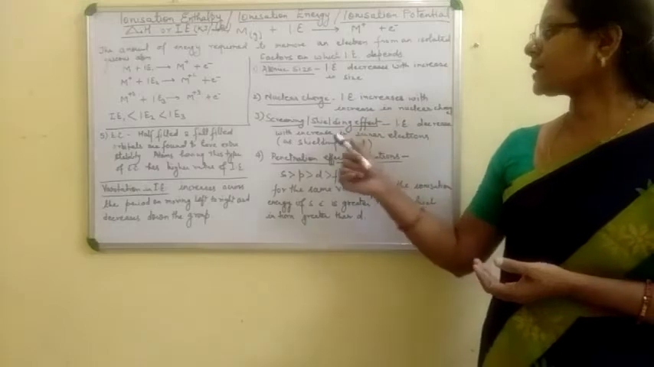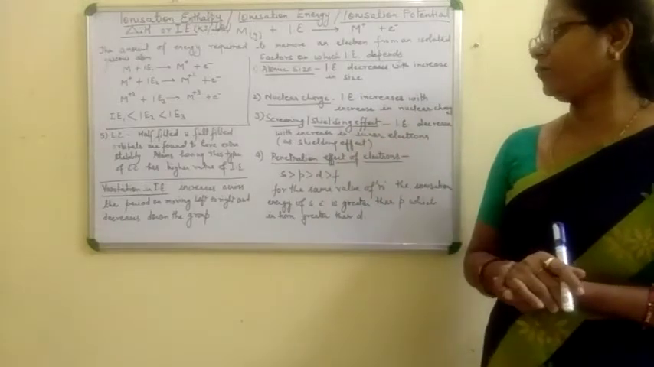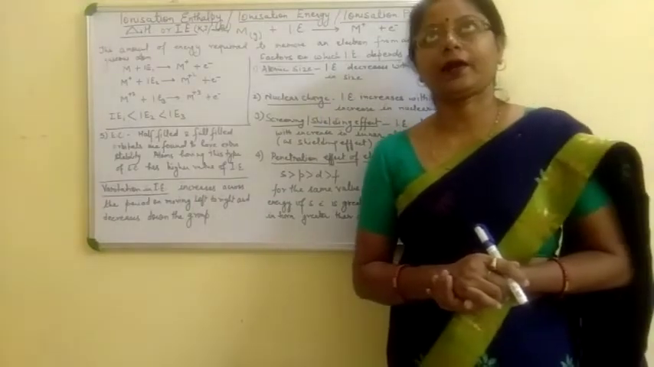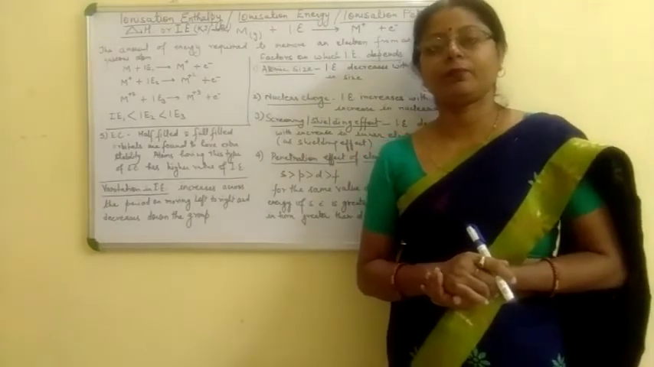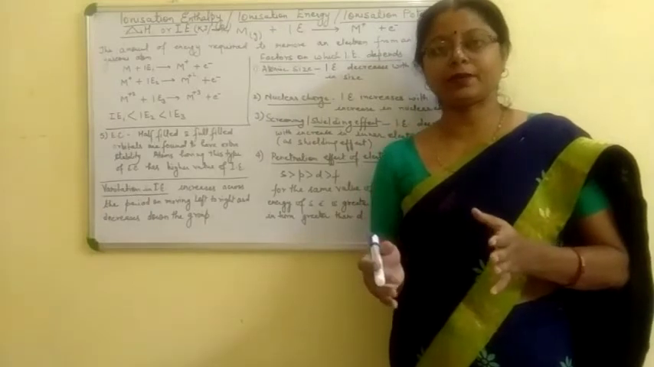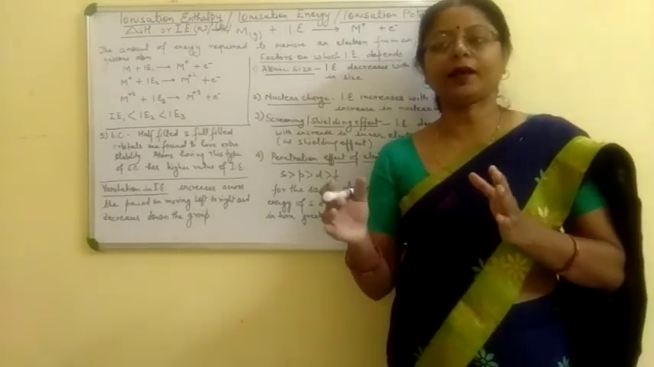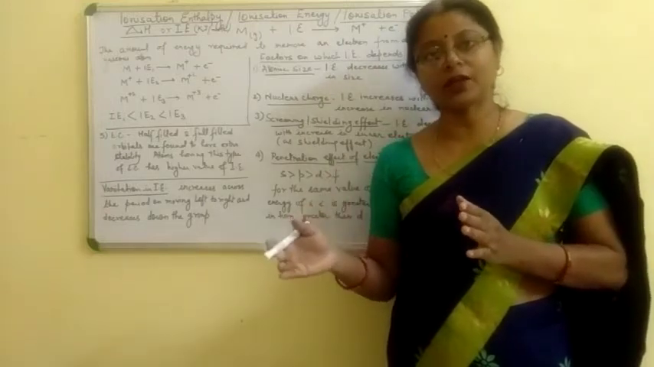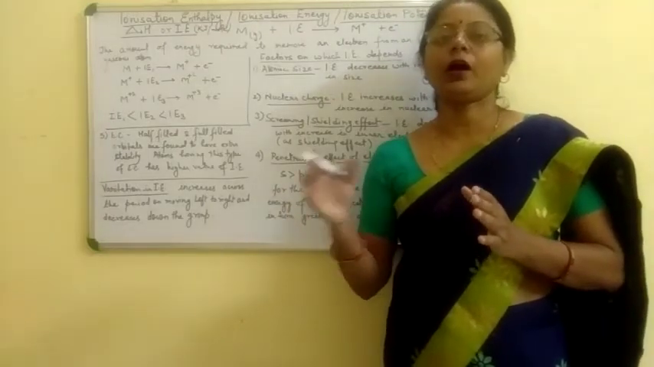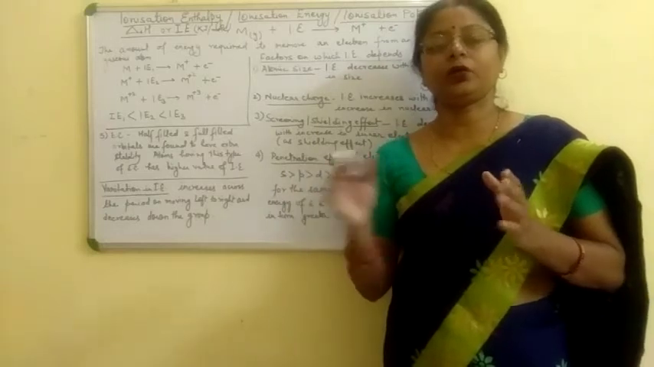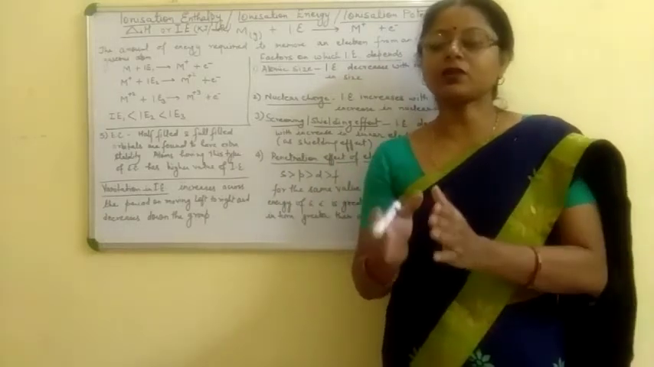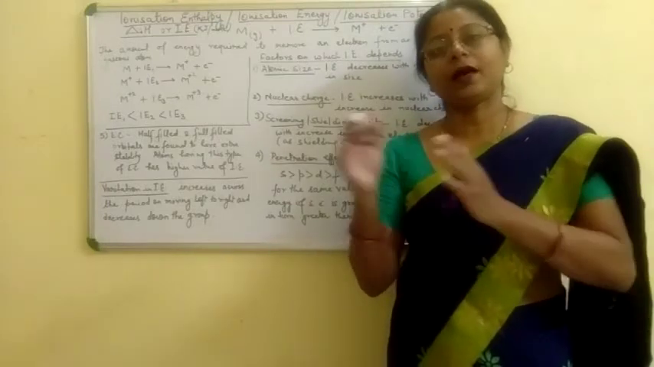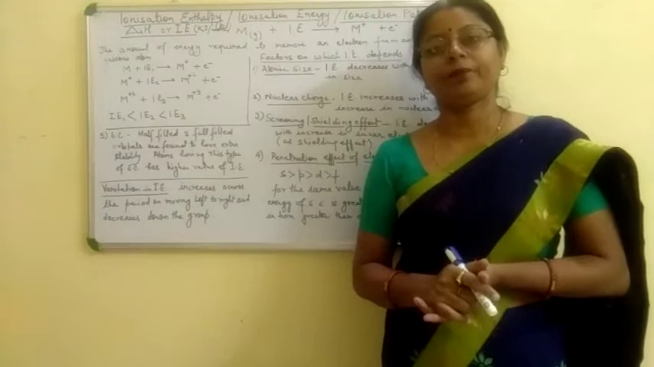Next is screening effect, or shielding effect. What are these effects? In multi-electronic atoms, where many electrons are present, the differentiating electron, or the electron present in the valence shell, which we have to remove, is far from the nucleus. Many electrons are present between the nucleus and the outermost valence shell electron.